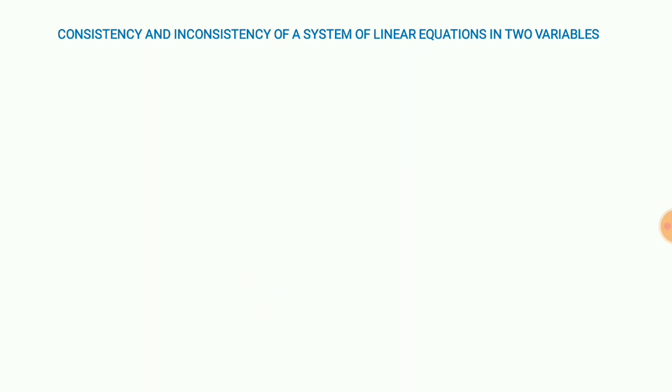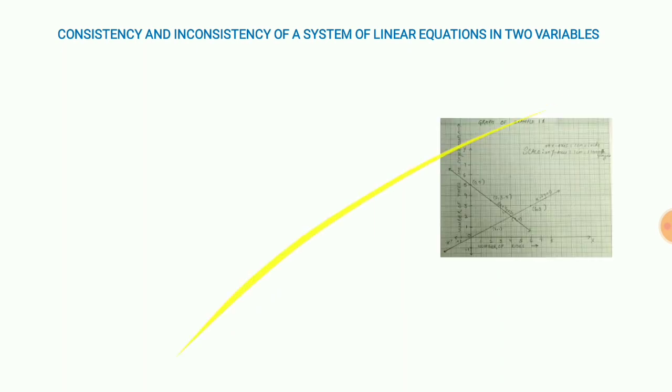Let us see another term, consistency and inconsistency of the system of equations in two variables. Consistent means what? It means something that's stable. Stable means that the equations are such that their solutions can be found. Means that the solution for these equations exists.